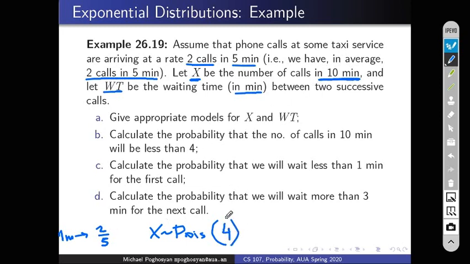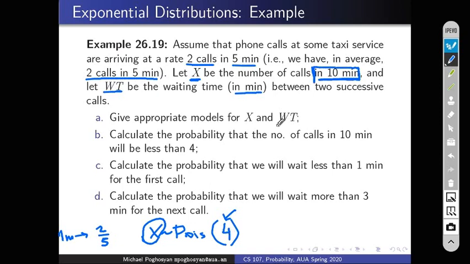Well, this was easy in fact, because if we have on average 2 calls in 5 minutes, we will have on average 4 calls in 10 minutes. So 4 calls on average. X is calculating the number of phone calls during a 10-minute interval. So x is Poisson with 4.